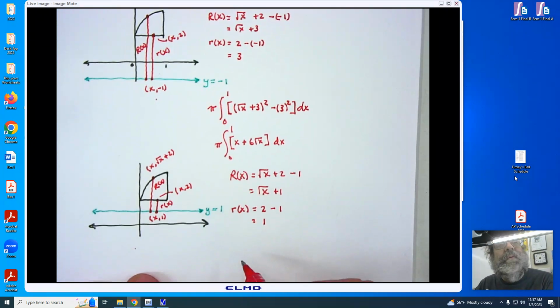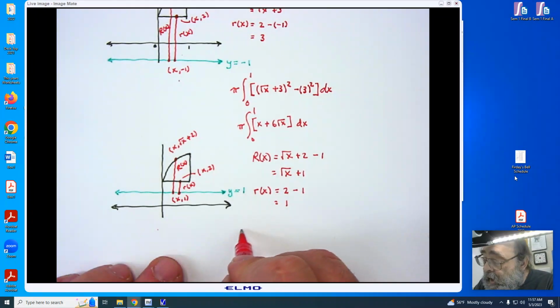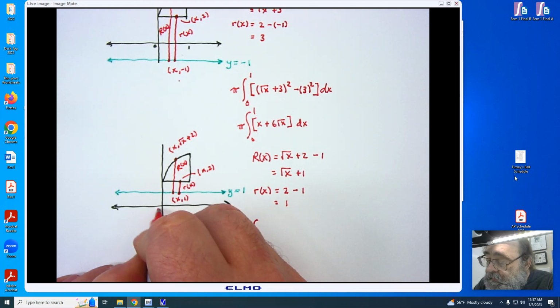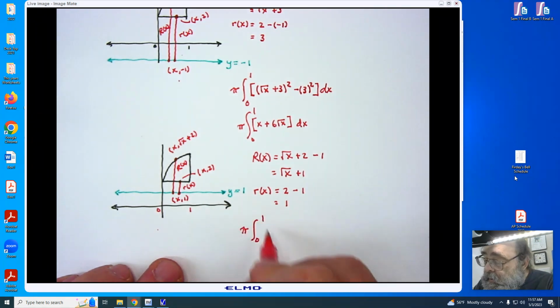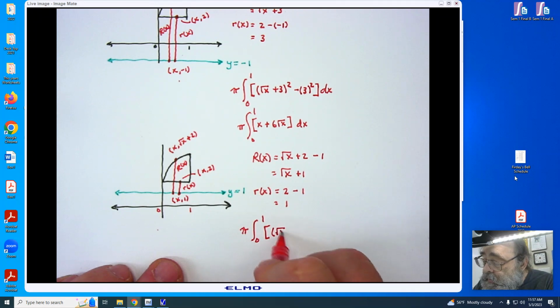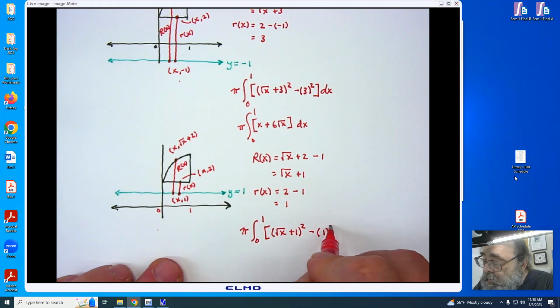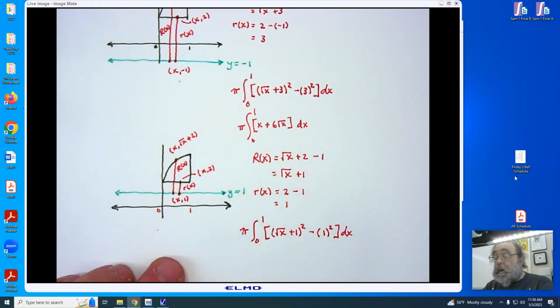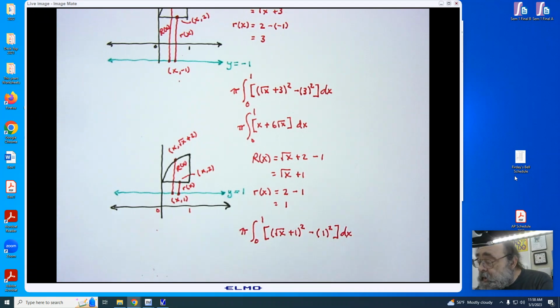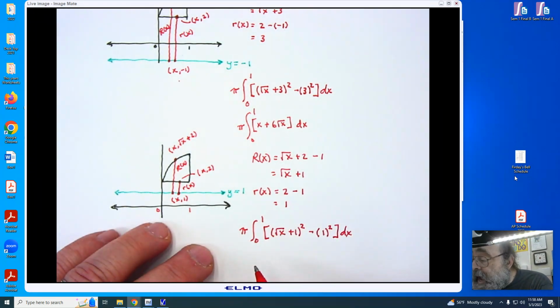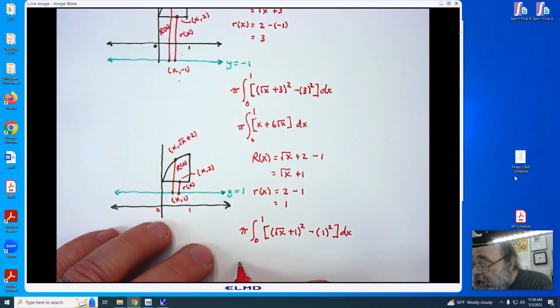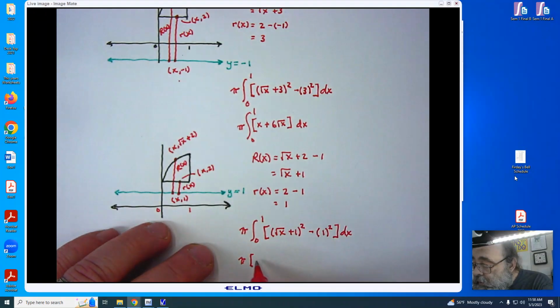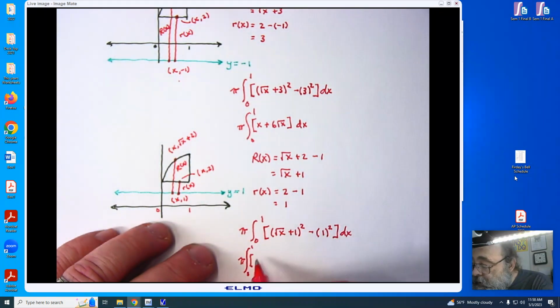Putting it into my formula now, I have pi integration still going from 0 to 1. And I have my big R minus my little r. We would now FOIL it, add like terms. Notice we're going to have something very similar to what we had up above. So we would have pi, we're integrating, there went my lights, x plus 2 root x dx.